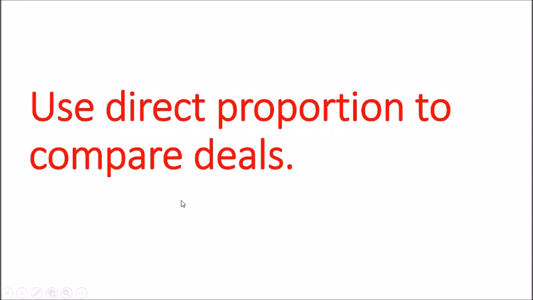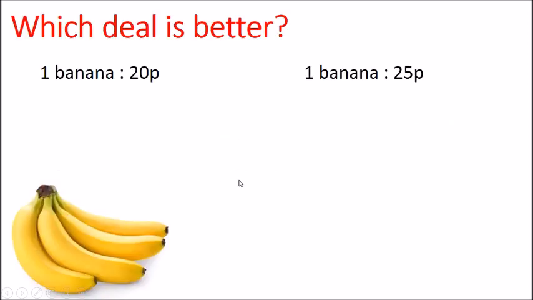In today's lesson we're going to be using our knowledge of direct proportion. We're going to be using this to compare different deals. So first of all, let's start off with something very basic, and then we're going to build up to more challenging questions later on. Which deal is better, one banana for 20p or one banana for 25p?